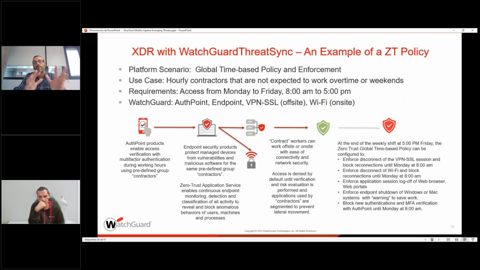So having a broad portfolio integrated in XDR is not only about gathering more telemetry and being able to detect more things. It's also about the response that we can provide in an automated way. So implementing Zero Trust policies again through our Threat XDR.